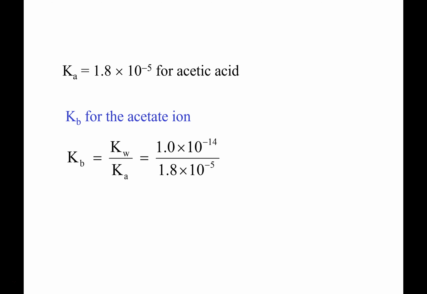It depends on how it's working in your problem as to which one you need to use. In this case, we're using Kb because it's the weak base that's driving the chemistry. If it was the weak acid driving the chemistry, this would have been a Ka expression. So, of course, you divide that out, 2 sig figs, and that was the 5.6 times 10 to the negative 10th you saw a minute ago.